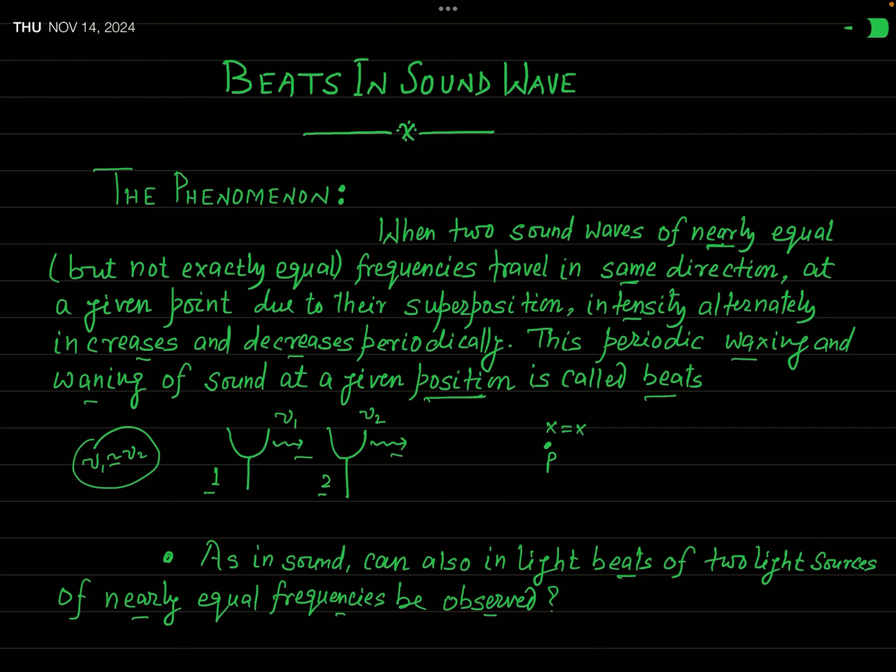The question says, as you observe the phenomenon of beats in case of sound waves, in a similar manner, can you also observe the phenomenon of beats in case of light waves if there are two independent sources of light waves which produce light of nearly equal frequencies? Can you observe the phenomenon of beats?